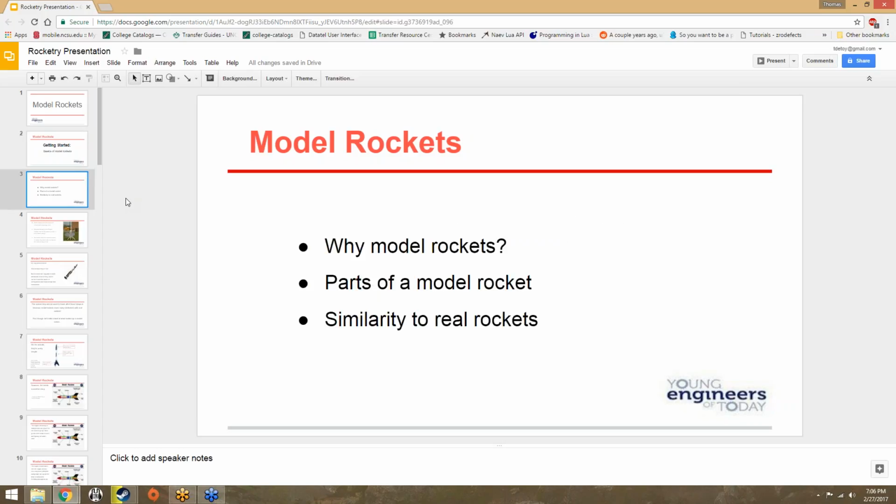So this presentation is essentially, why would we use model rockets? Parts of a model rocket, and we touched very briefly on why we use model rockets, but it's there. And the similarity of model rockets to real rockets. So this is a very light presentation. The next couple of presentations will probably be a lot more in depth on the mechanics of it and the different parts and things like that. But as it stands right now, this is just a pretty light introduction to model rockets.